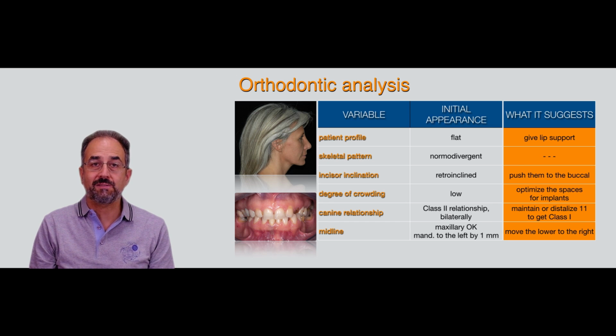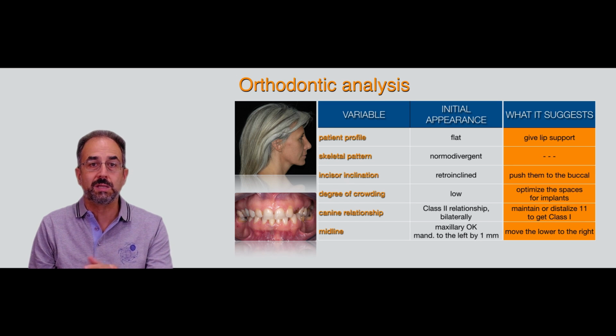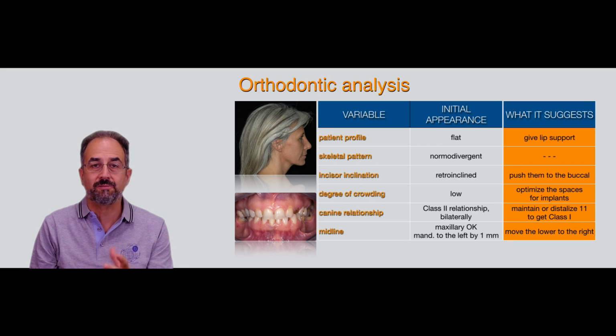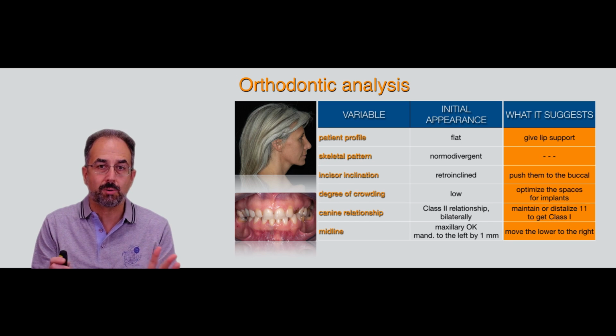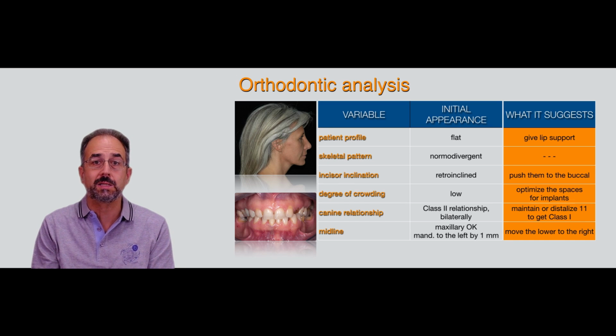So she has a flat profile. We don't want to make it more flat, so we need to give the support to the lip, which means we cannot move palatally neither the upper nor the lower teeth. As a matter of fact, the lower teeth need to be pushed out a little bit. We need to align the teeth properly and close diastemas.